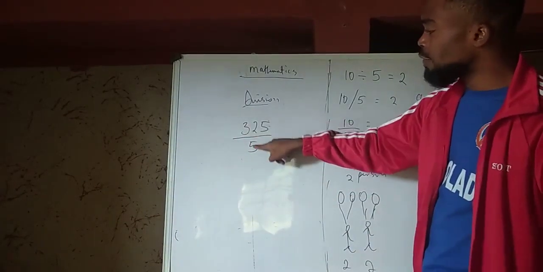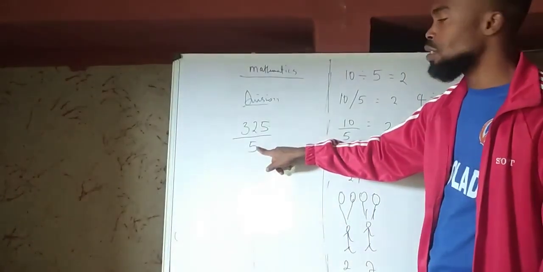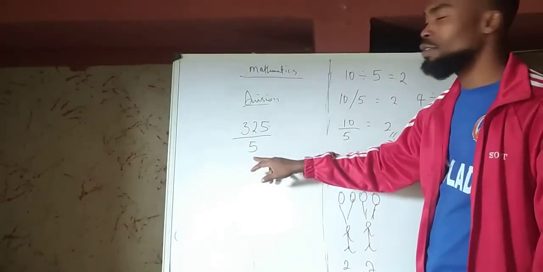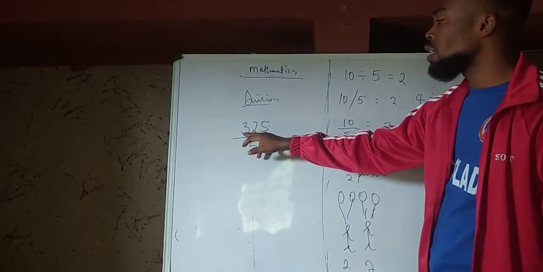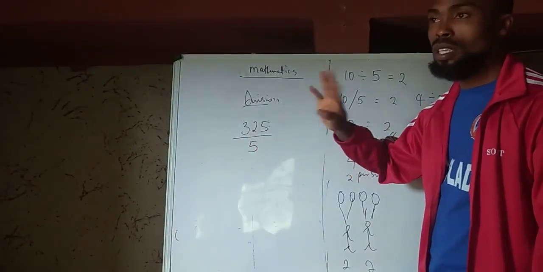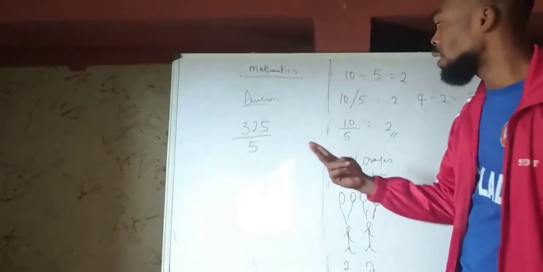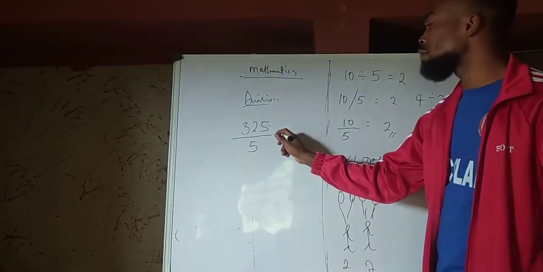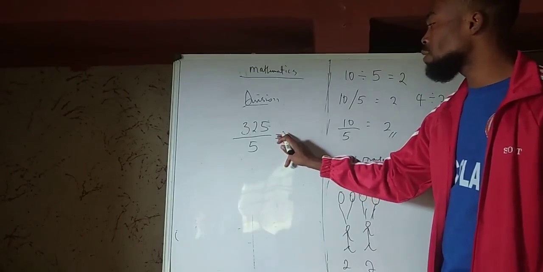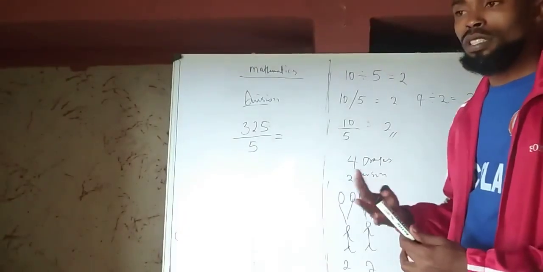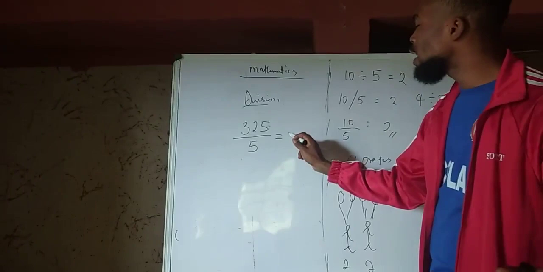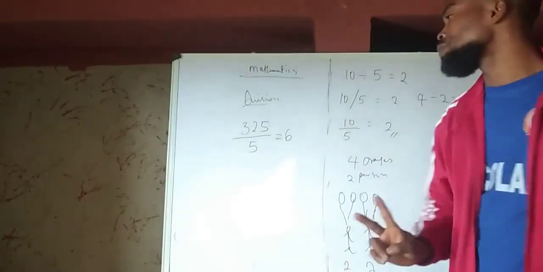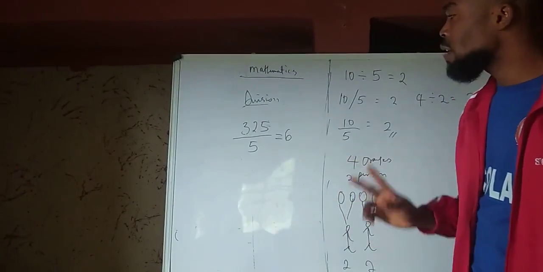Okay, 3 divided by 5 does not work for us. Because 3 is smaller than 5, we take 32. 3 and 2 gives us 32. We take it together, so 32 divided by 5. Now 32 divided by 5, you get that it will go 6 times, 6 times remaining 2.